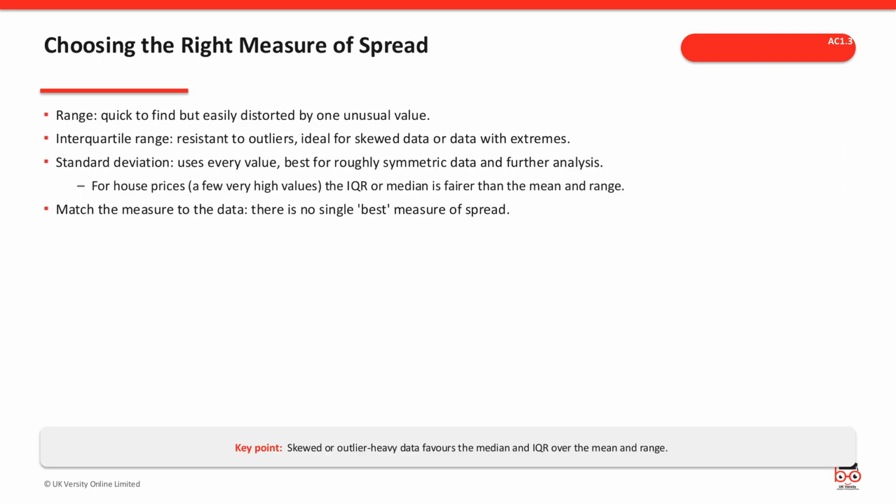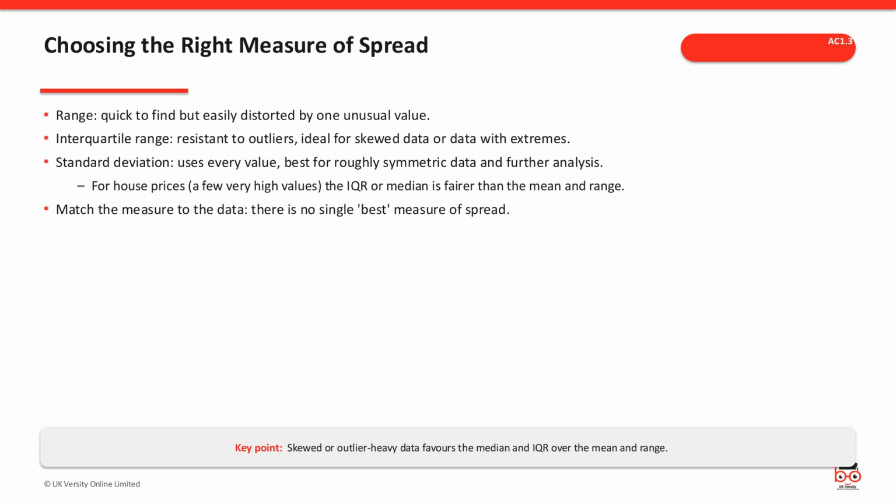So, which measure of spread should you reach for? The range is quick, but easily wrecked by a single unusual value. The interquartile range is resistant to outliers, which makes it ideal for skewed data or data with extremes. The standard deviation uses every value, so it's best for roughly symmetric data and for any deeper analysis.